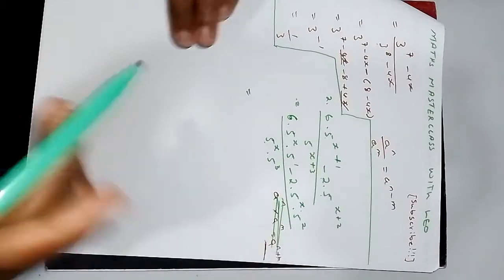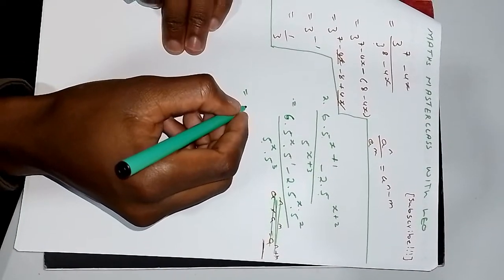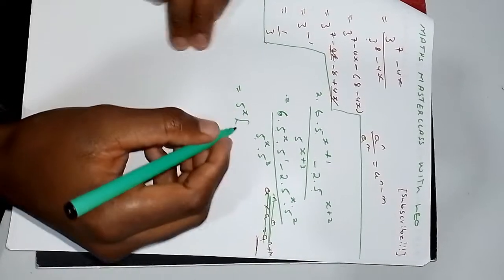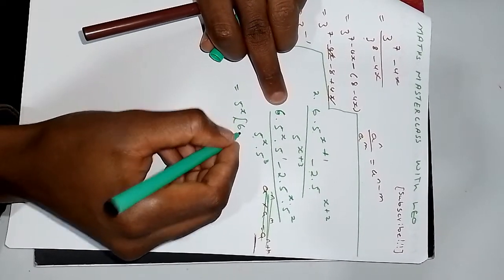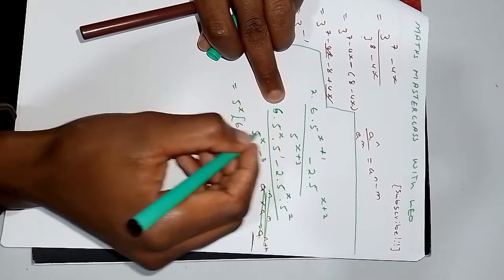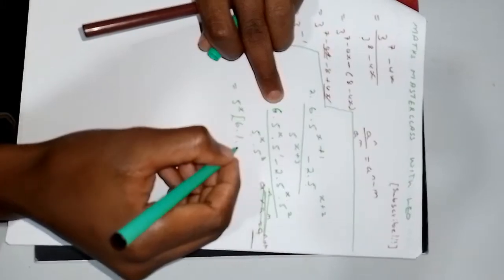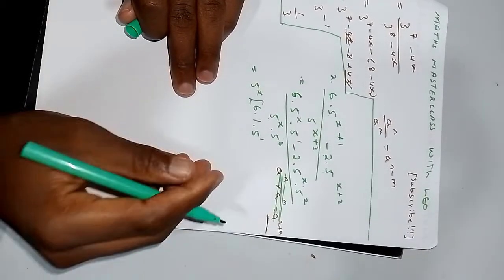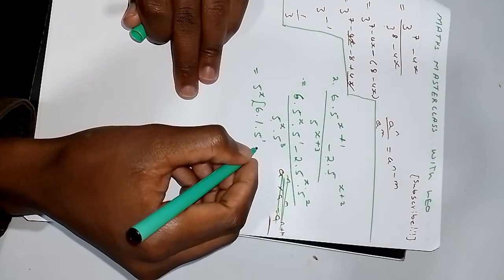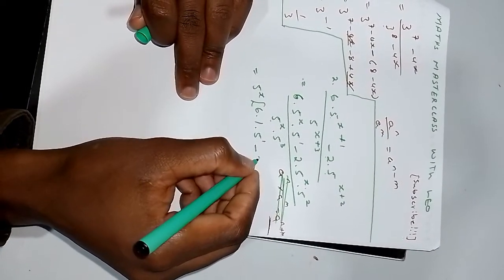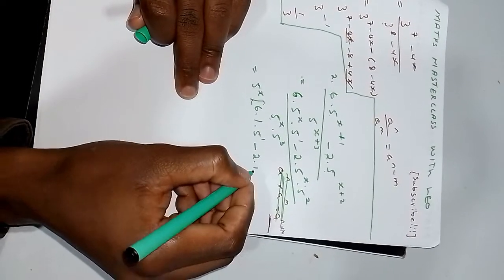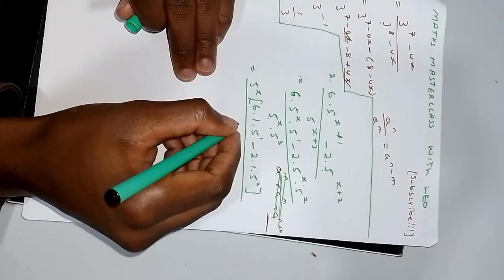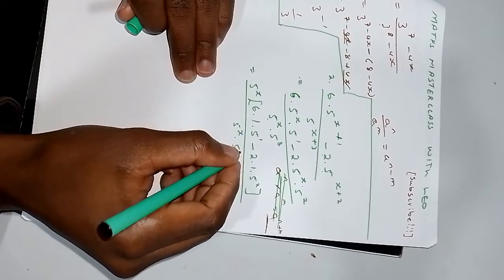Very common. So I'm going to take out 5 to the power x. I'm going to have 5 to the power x, then bracket, 6 multiplied by 1 multiplied by 5 to the power 1. If you have a problem, you can just leave your comment below, then I'll address your problem. Minus 2 multiplied by 1 multiplied by 5 to the power 2. Very clean. Divide by 5 to the power x multiplied by 5 to the power 3.